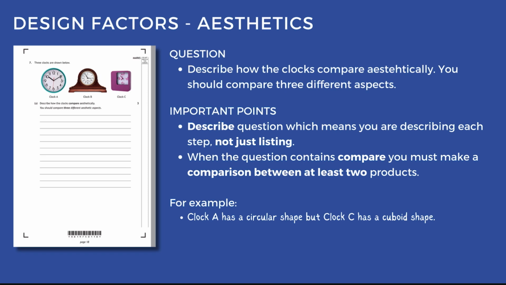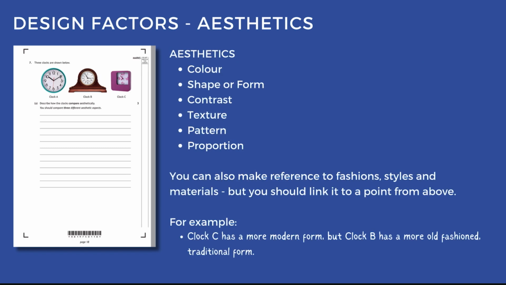So for example, clock A has a circular shape, but clock C has a cuboid shape. Here you're referencing aesthetics because you're talking about shape, and you're mentioning 2 differences between clock A and clock C, which allows you to pick up a mark. Compare questions only really appear when it's aesthetics. So when it's an aesthetics question, there are different aspects that you can focus on: colour, shape or form, contrast, texture, pattern and proportion. You can also make reference to things like fashion and style and materials, but you do need to be careful that you link it to one of the points above.